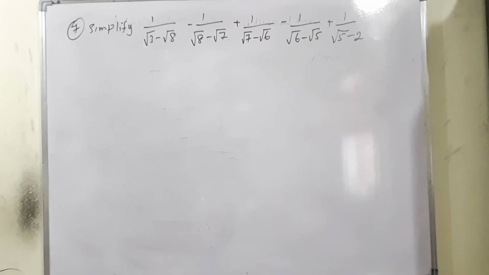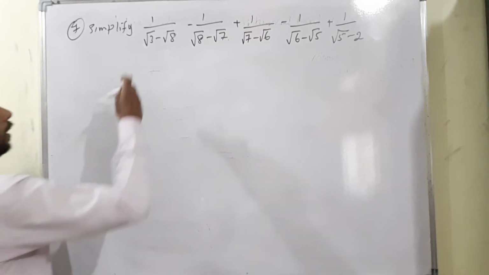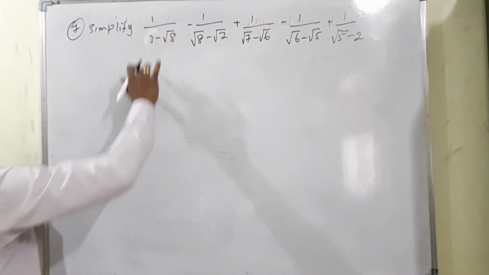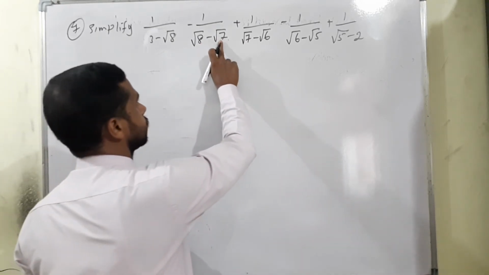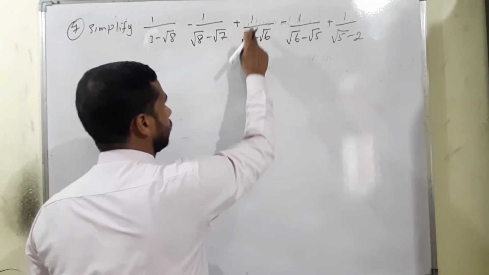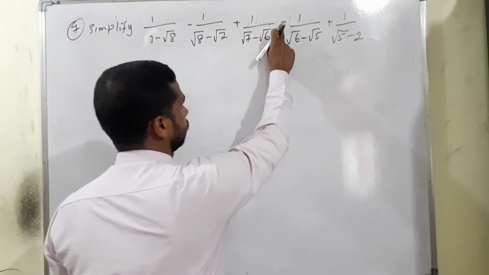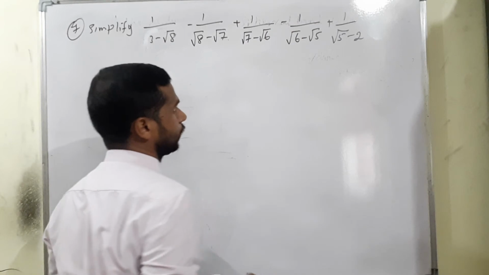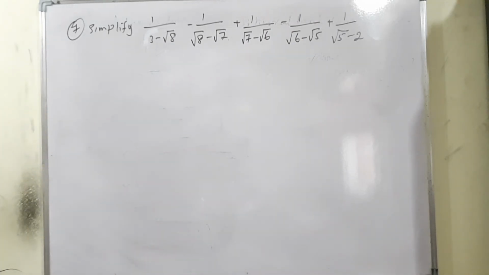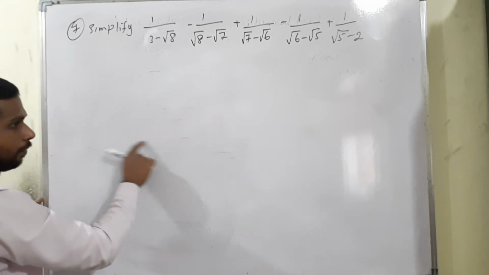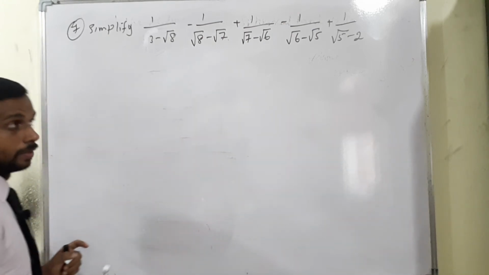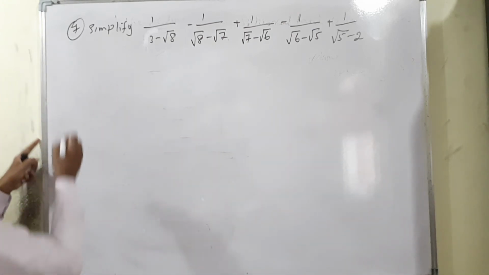Question number 7, simplify. Actually, this is without the square. 1 by (3 minus root 8) minus 1 by (square root 8 minus square root 7) plus 1 by (square root 7 minus square root 6) minus 1 by (square root 6 minus square root 5) plus. Taking it in one line would make it difficult to write in the space, so I will take it one by one.